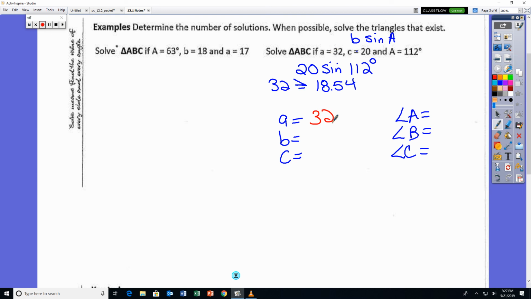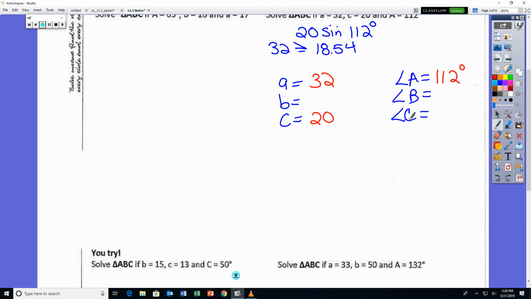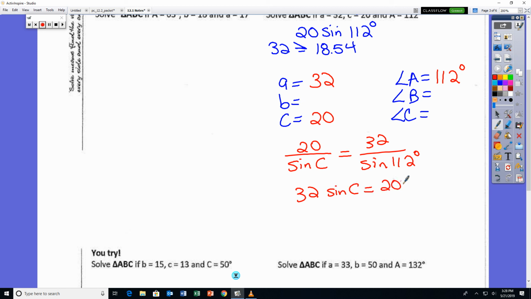A, they tell me, is 32, C is 20, and angle A is 112 right here. Now we're going to do exactly like we did on the first page to find the remainder of the values. I can use my law of sines. So 20 over the sine of C will be equal to 32 over the sine of 112. So 32 times sine C equals 20 times the sine of 112. We already did 20 times the sine of 112, that's 18.54.